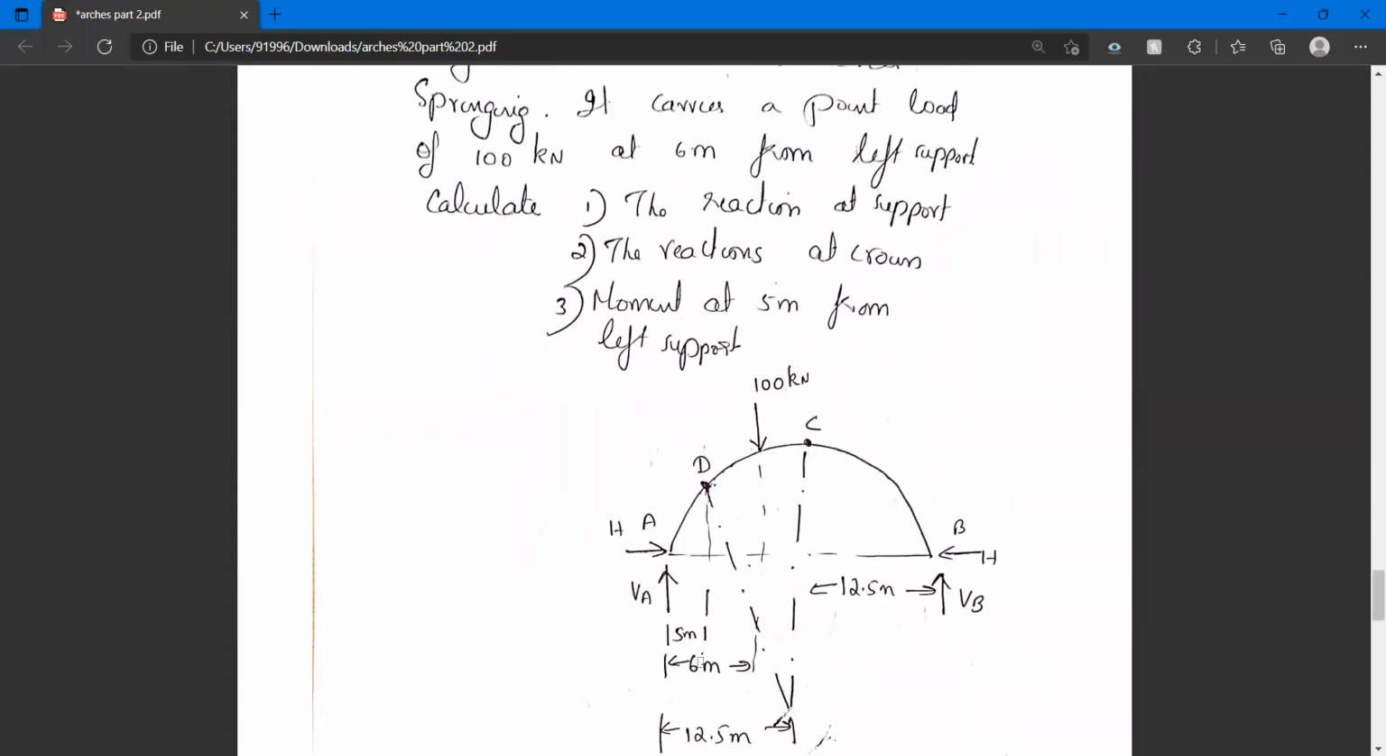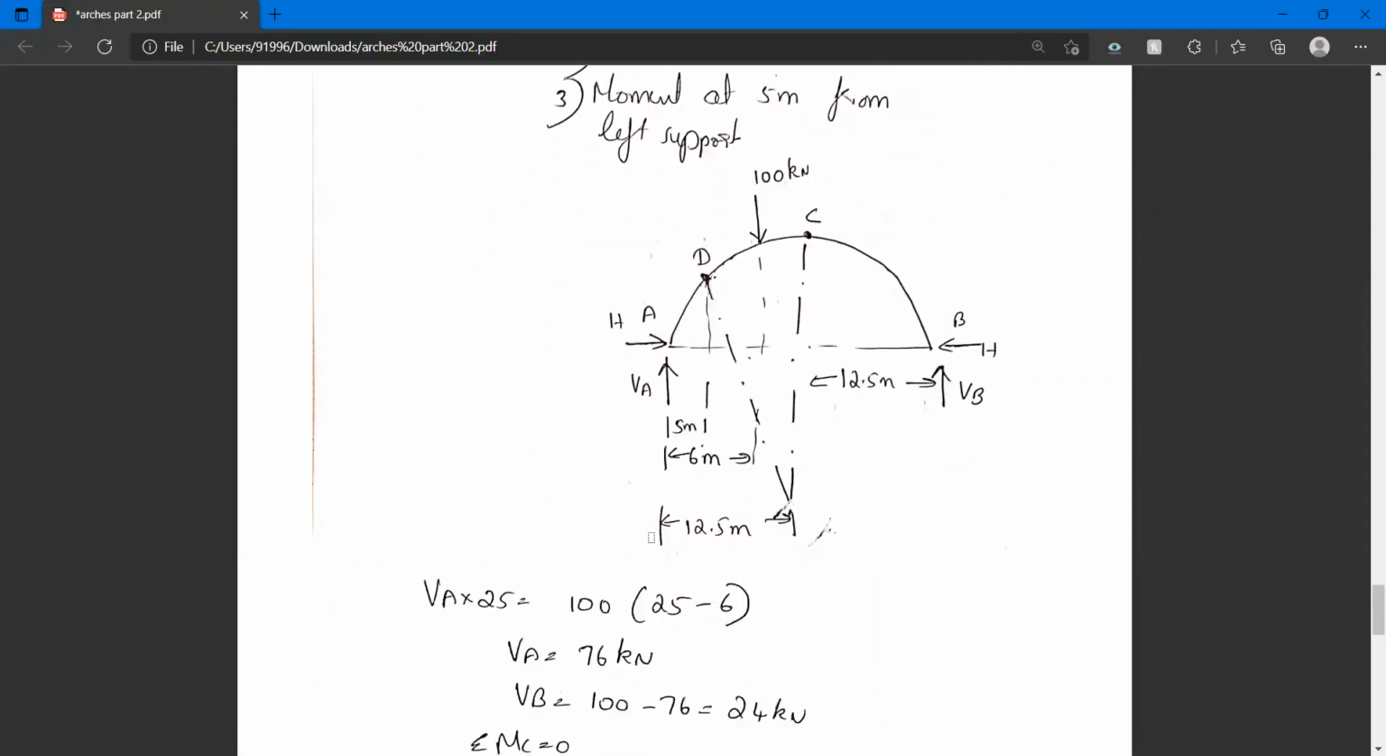Your load is given at a distance of 6 meter from left support. You should find out the normal thrust and shear at a point D, which is 5 meter from left support. Okay, is the diagram clear? Now we will proceed like this.